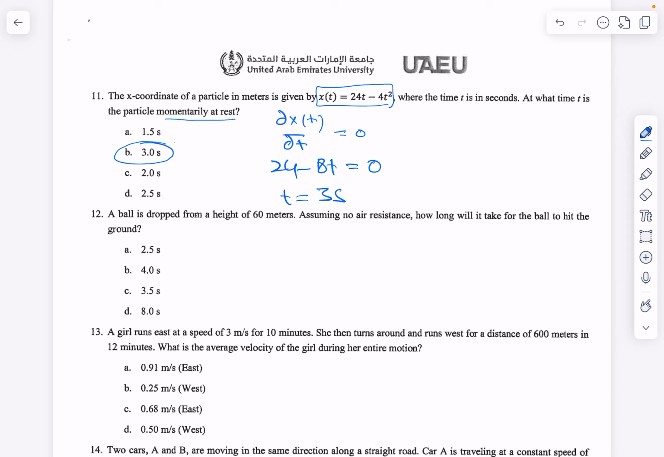So a ball is dropped from a height, assuming no air resistance. How long will it take to hit the ground? So you will use this: y equals y naught plus v naught y t minus 1/2 g t squared. So if you find t from here, you will get t equals 3.5.